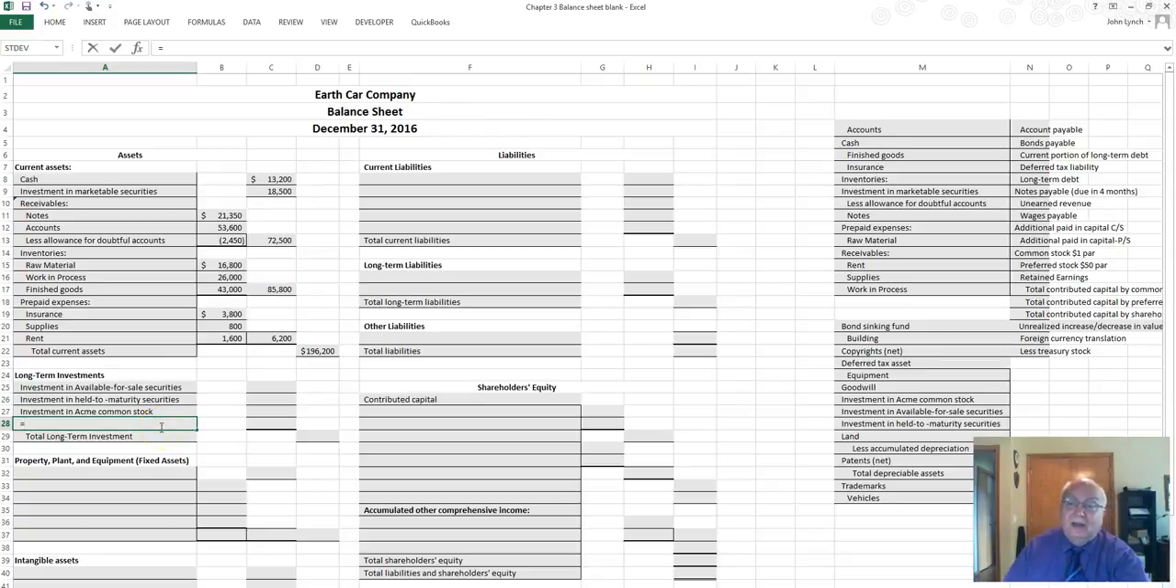And then we also could have a different type of account called a bond sinking fund. Okay. Now you may ask, what is a bond sinking fund? That is money that you put aside, or some kind of an asset you put aside, so that when your bonds mature, you have the cash to pay off the bonds. And sometimes that is required.